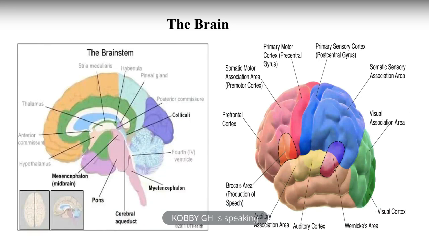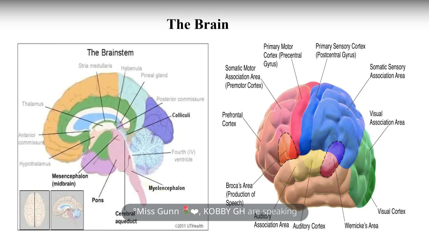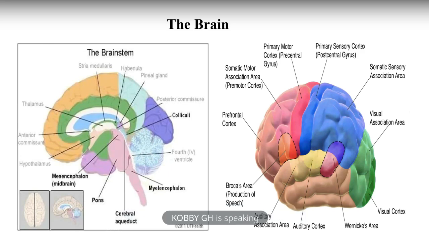Yeah, the part of the brain making you able to speak is Broca's area. That is the part of the brain that is responsible for speech, and it's part of the frontal lobe. So you see, the frontal lobe is made up of the prefrontal cortex, the premotor cortex, the primary motor cortex, and Broca's area.